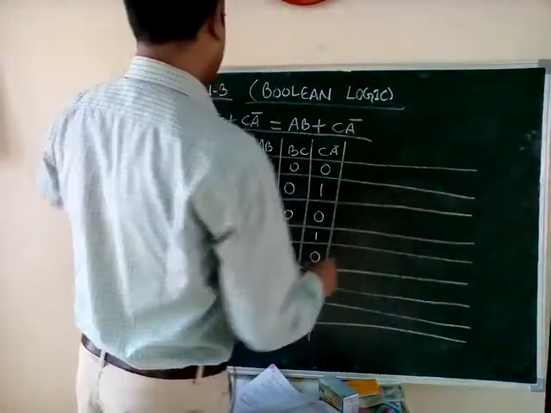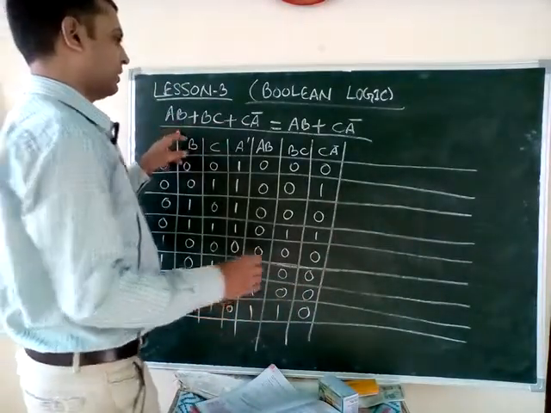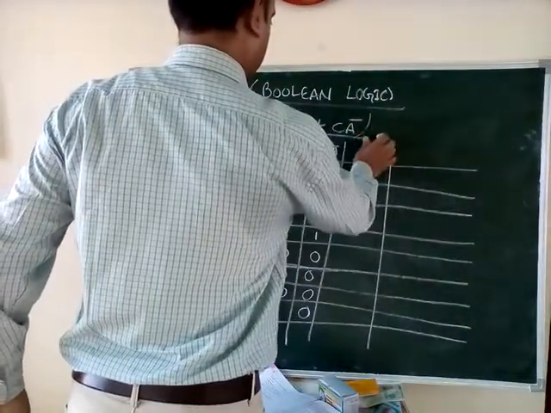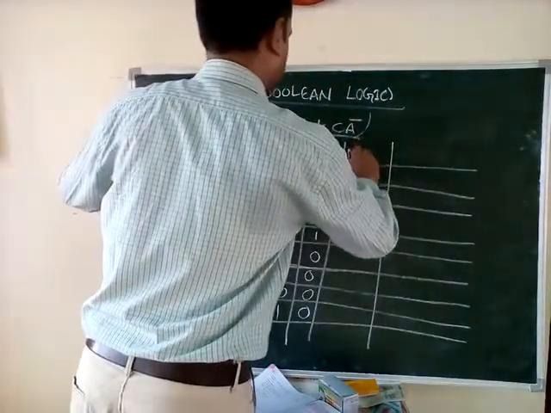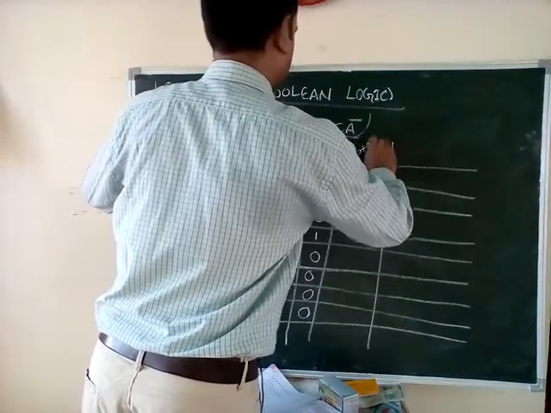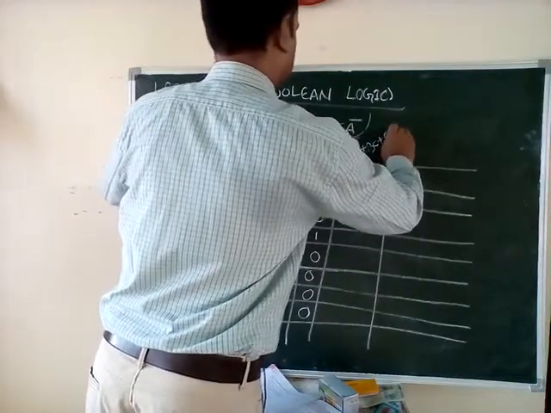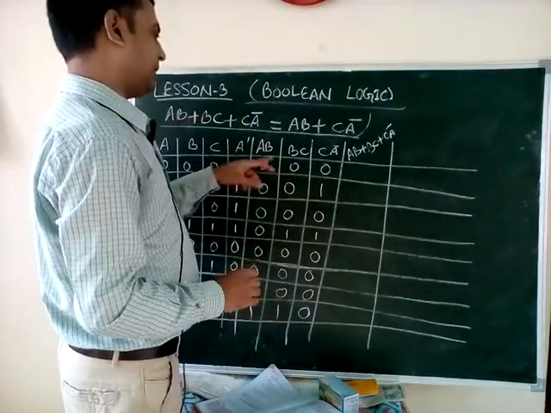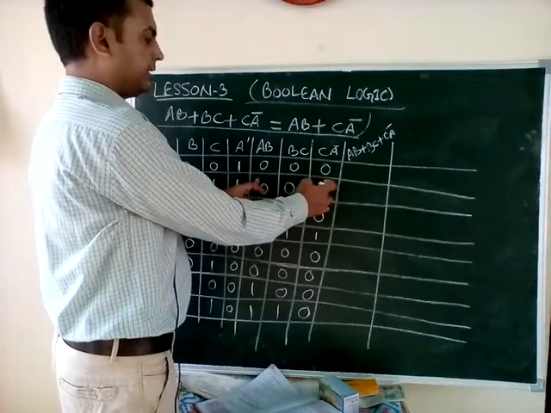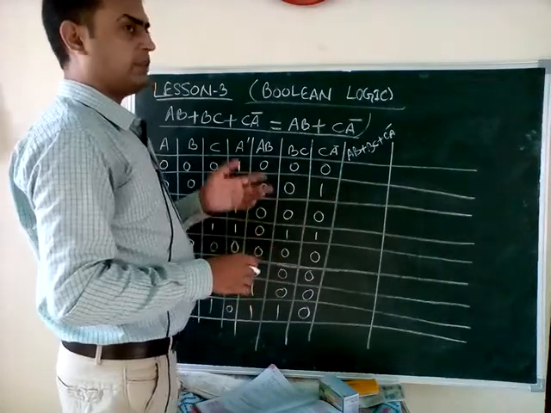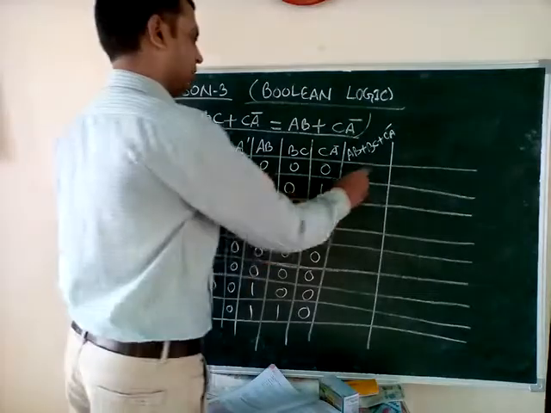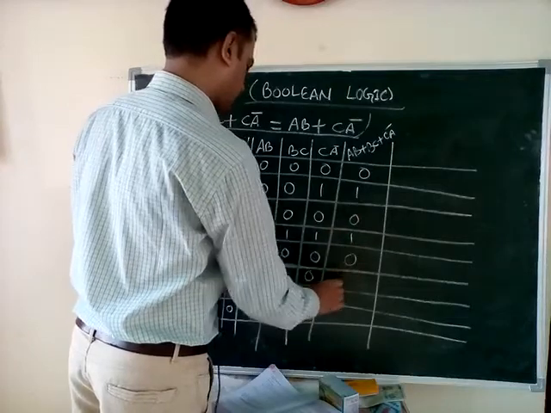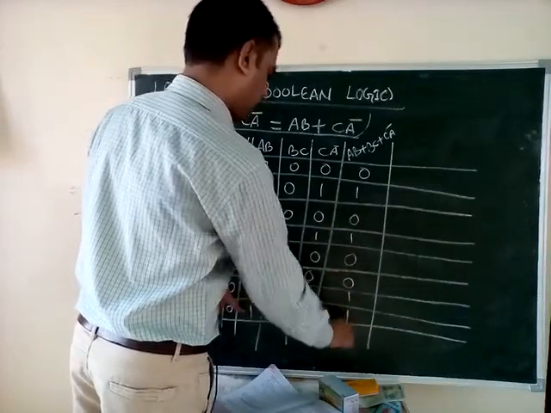Then after we have to add all these three, means here I am writing AB plus BC plus CA bar. So this was the first left hand side. So AB, BC, CA bar, all these three columns we will add. In addition, what is the logic? If any one is there, then we will give 1. So it is 0, here 1, here 0, here 1, here 0, here 0, here 1 and here 1.